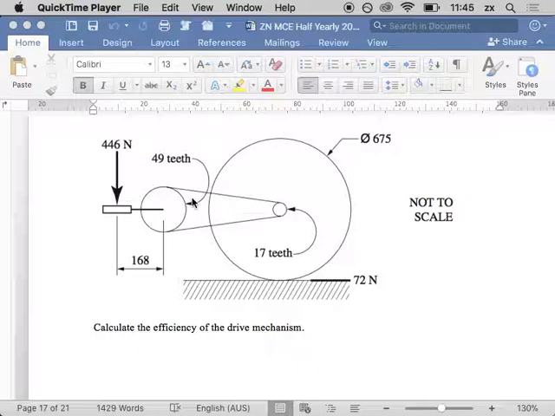Velocity ratio. Mechanical advantage. Okay, so efficiency is equal to... which is bigger? Which one's going to be closer to 100%, mechanical advantage or velocity ratio? Velocity ratio. So efficiency is mechanical advantage over velocity ratio.